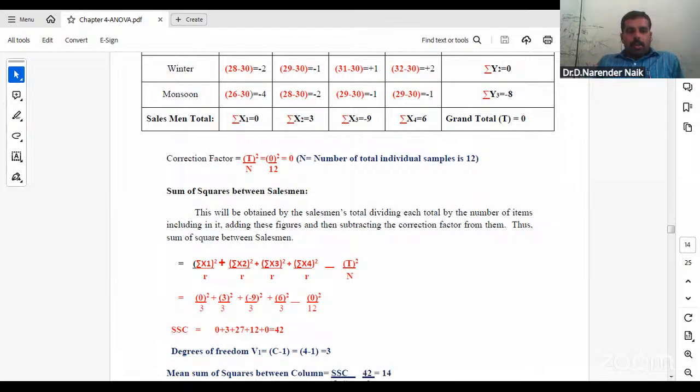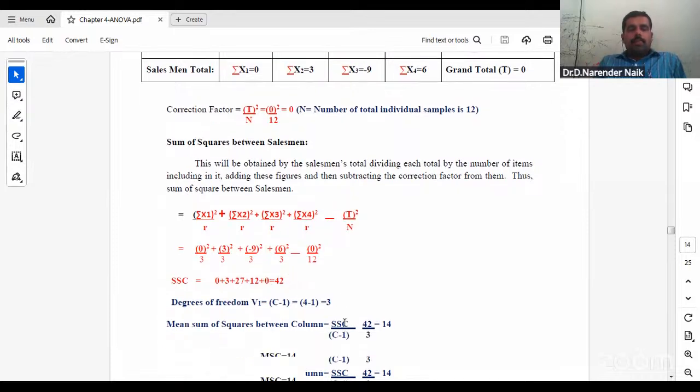So what is this sigma x1 whole square? That is 0. 0 square by 3. R stands for rows. How many rows are there? 3 rows are there. Okay. 0 square by 3 plus 3 square by 3 plus 9 square by 3 plus 6 square by 3 minus 0 square by 12. So here you observe carefully. First one is 0, the second one is 3, then 27, then 12, then the final SSC is equal to 42. SSC is equal to 42.